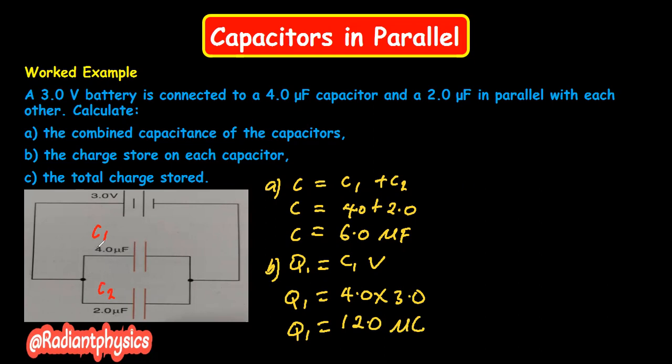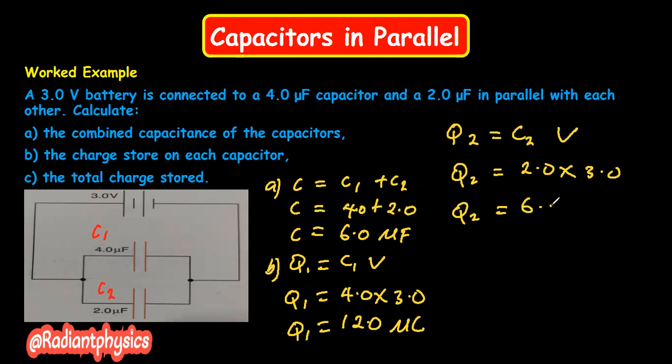So this is the charge stored in capacitor 1. And then let's take the second one, which is capacitor 2. We apply this, so we're going to have Q2 equal to C2 multiplied by the potential difference. C2 is 2.0 times the potential difference, which is 3.0 volts, and then we should have 6.0 microcoulomb. So this is the charge stored in the second capacitor.